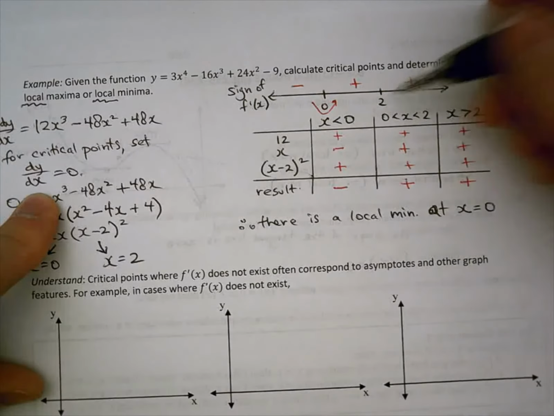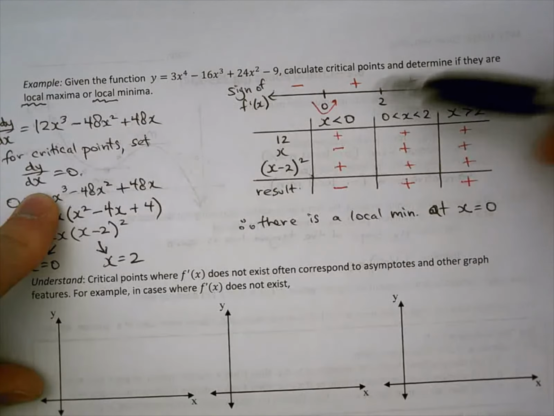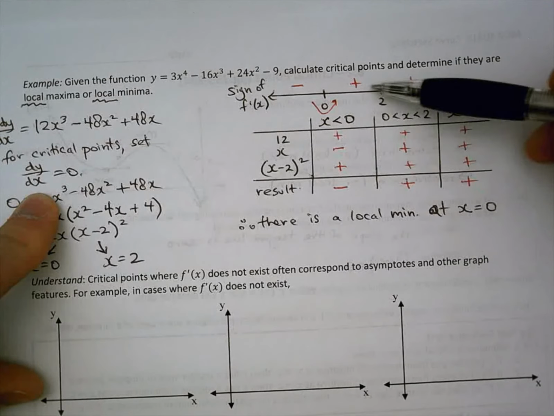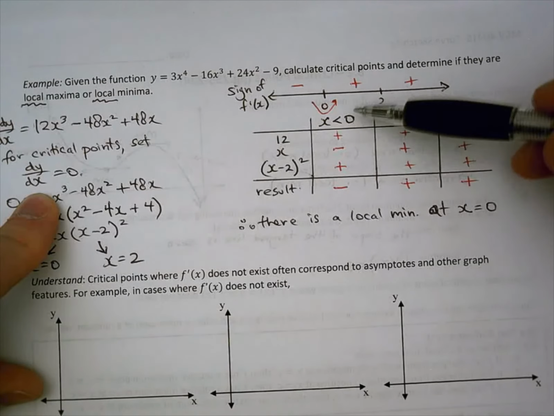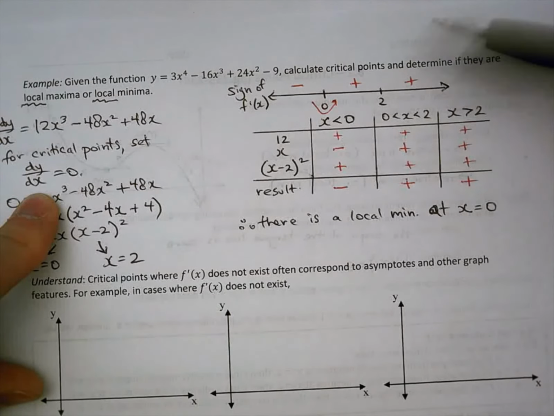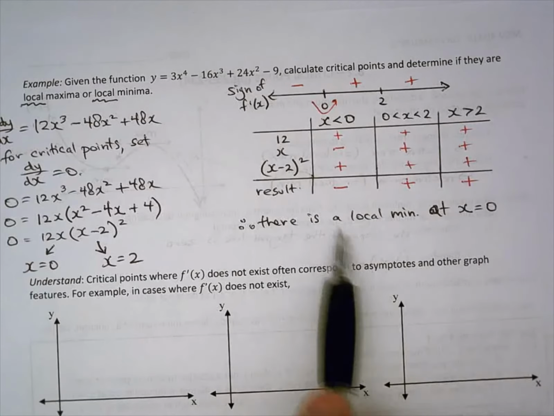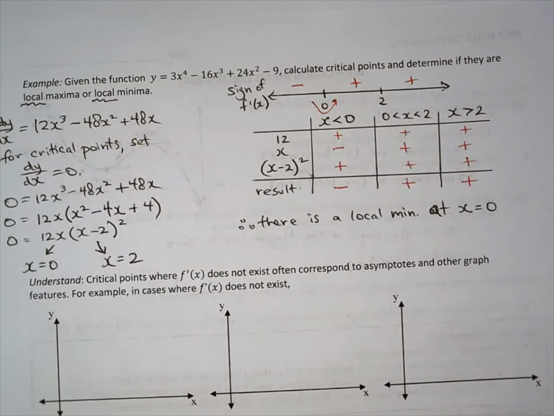Now what about at x equals 2? Well, I'm going from positive to positive. Because there's no change in sign, there is no local max or min here, so that's it. There's only the one local minimum in this function. Okay, let's move on to rational functions.